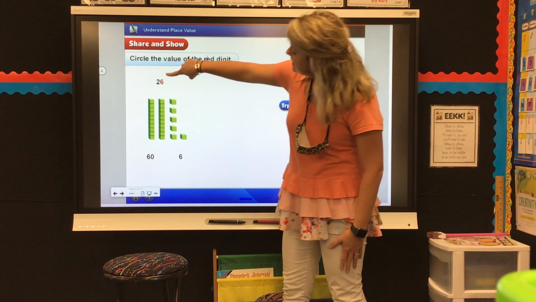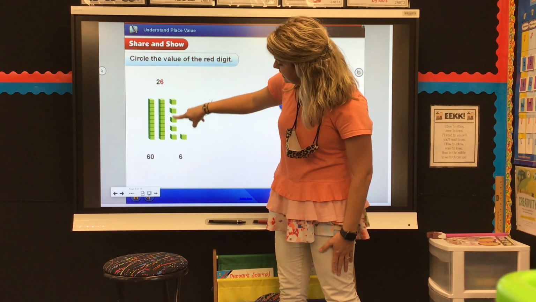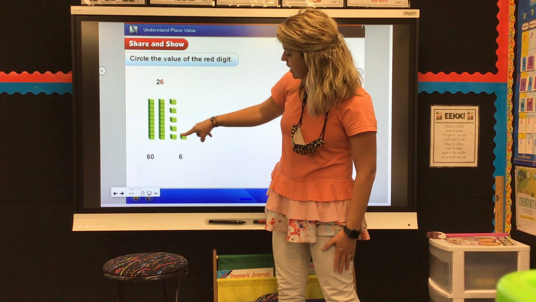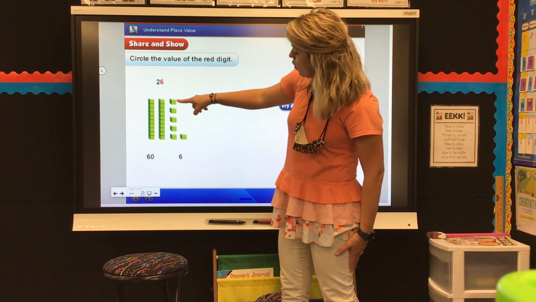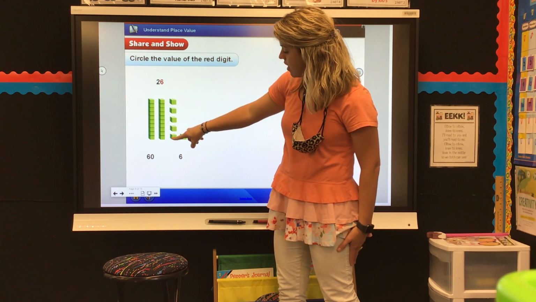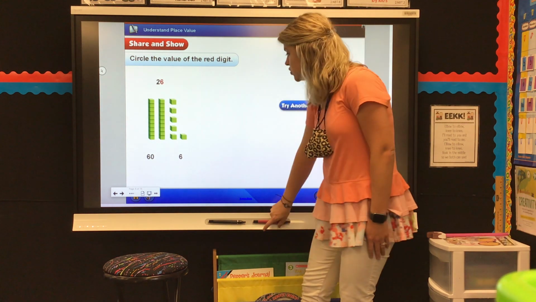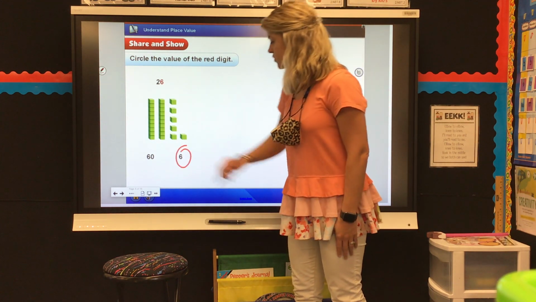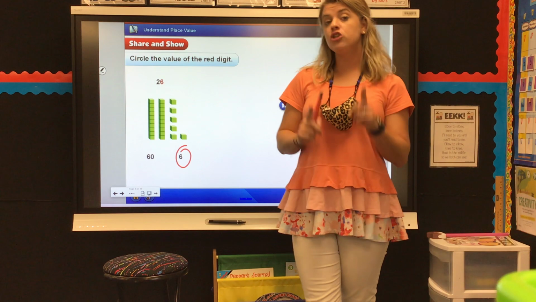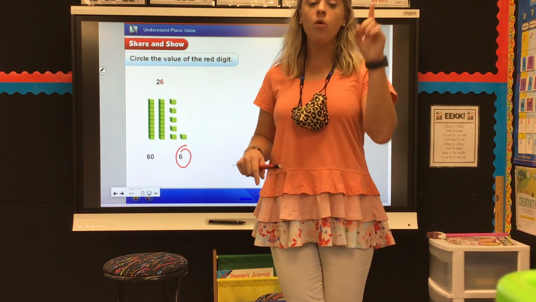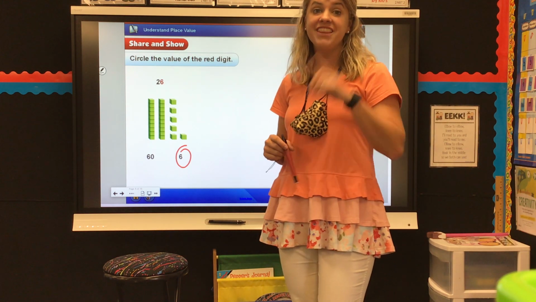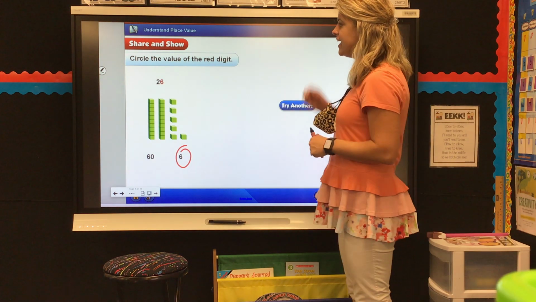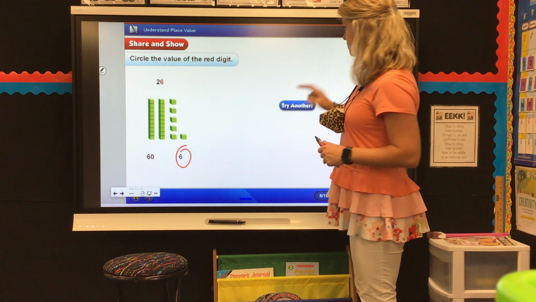Well, remember, when we see the ones place, that's talking about these little blocks right here. So that tells me 1, 2, 3, 4, 5, 6. So I'm going to circle the 6. So make sure that on your workbook under problem number 1, you have circled the 6. All right, let's try another one.